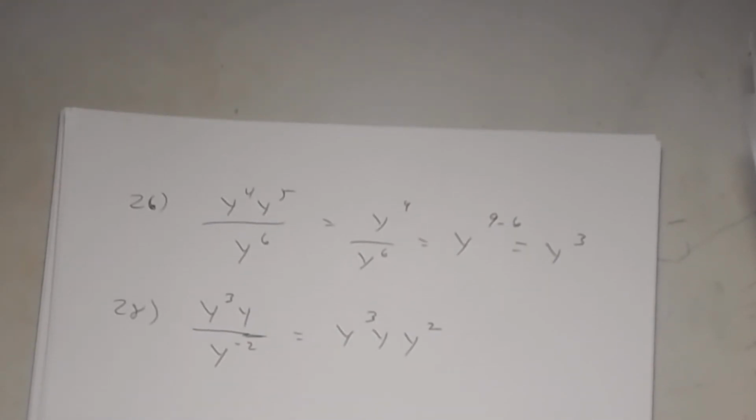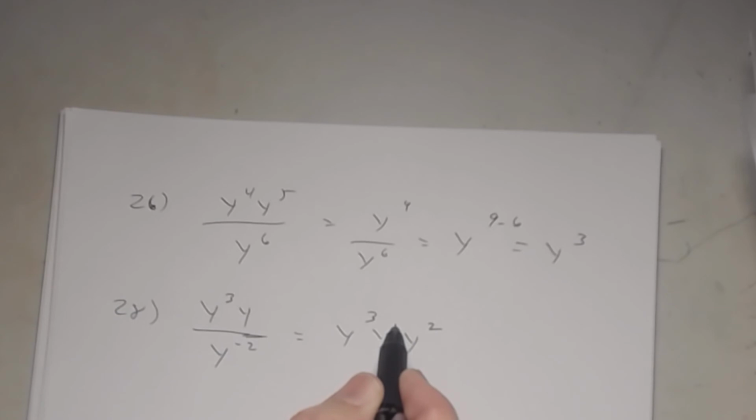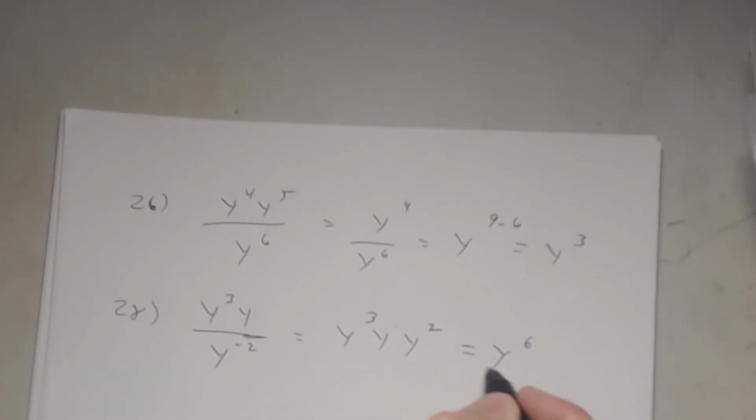Then, seeing this, what rule are you going to use next? Product rule. So when you multiply like bases, you add the exponents. So that's going to be y to what power? Not the 4th. The 6th. What's this exponent right here? 1. What's this exponent? 2. So it's y to the 6th. So that's one approach. Let's do this problem the same way we did number 26, though.